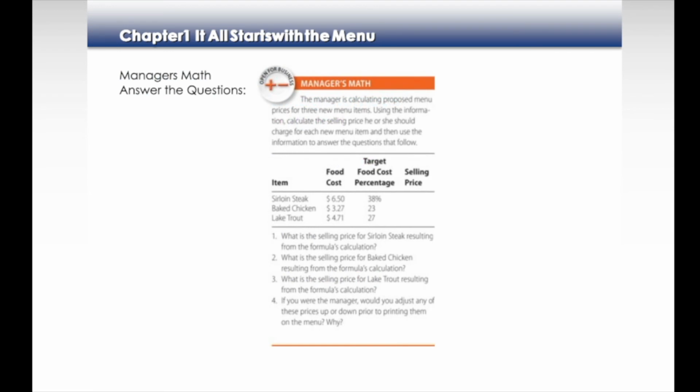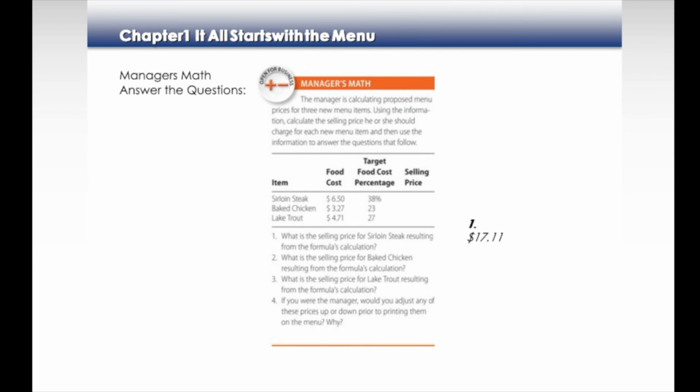So here's an example of some manager's math. You can go into the textbook this is located and work this problem. It will give you a little bit better understanding in that. So what is the selling price of sirloin steak resulted from the formula's calculation? In this case, it's $17.11.